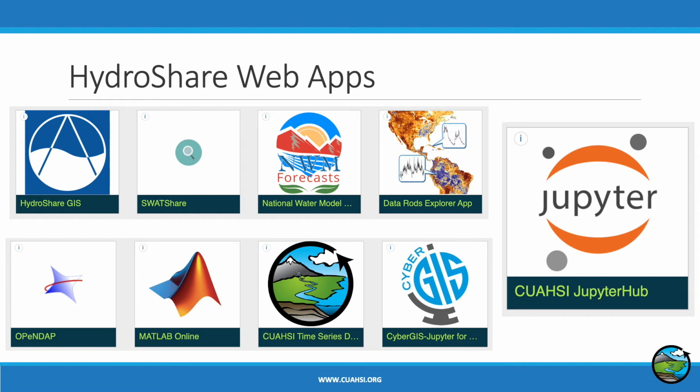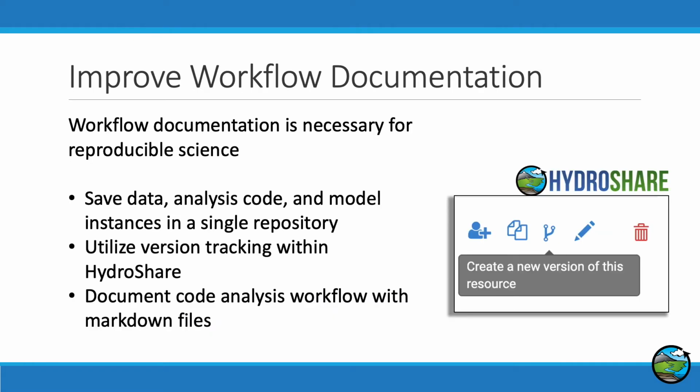HydroShare web apps are hosted on a separate web server from the HydroShare website, which is hydroshare.org, and access HydroShare resources using web services via the REST Application Programmer's Interface, or API. This slide lists Quasi's approved web apps that are supported as a part of HydroShare. Today I'll primarily be focusing on Quasi JupyterHub.